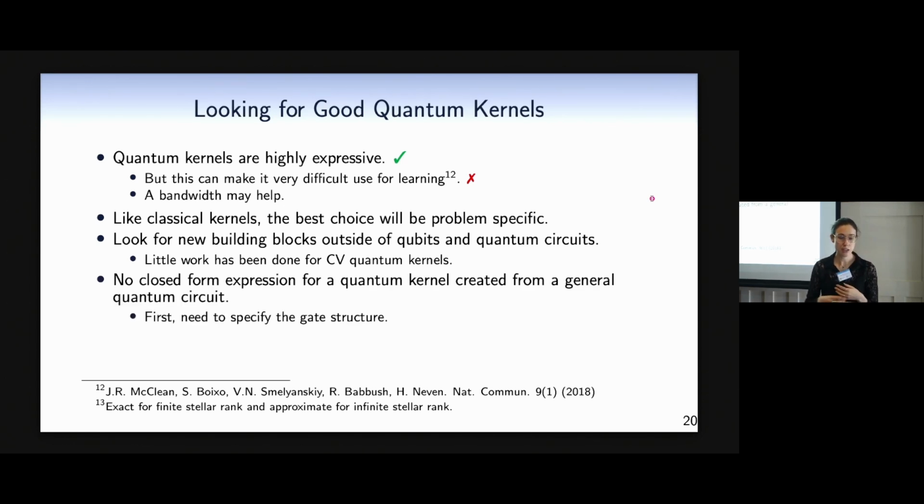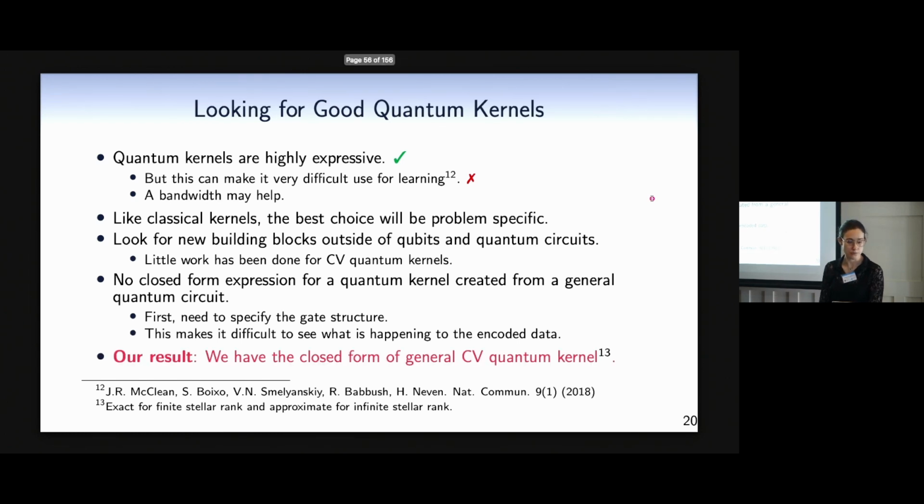When you're looking at qubits and circuits, there's no general closed form expression. It's a bunch of matrix multiplication if you wrote down a general form, so it might be difficult to come up with what you're expecting to see. You first need to specify the gate structure, and you're usually very limited by the architecture on how you can tune things. That also makes it difficult to see in general what will happen to that encoded data. As I said, our result is the closed form of a general CV quantum kernel, with a bit of an asterisk beside that, because this is only for finite stellar rank.